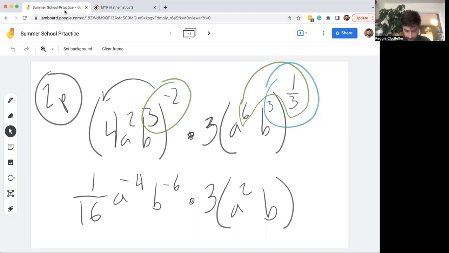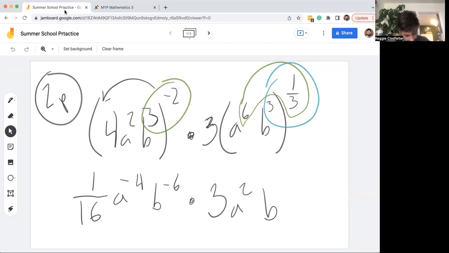Okay. And now we've got 3 multiplied by a squared b. We don't need the parentheses. It's just 3 times a squared b, like this. Okay. So I think at this point, to make it easier, we need to recognize that our negative exponents, oh, actually, no, let's not do that yet. We're just going to jump right in and use our product rule.